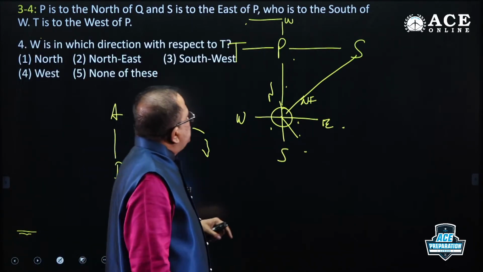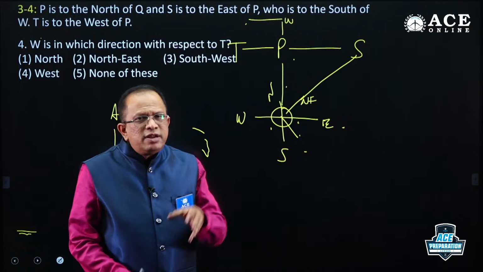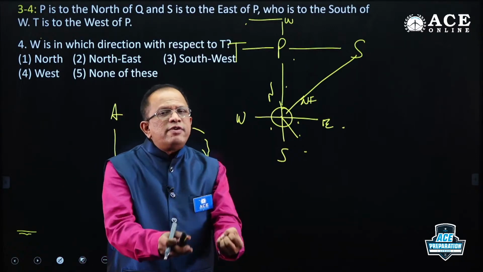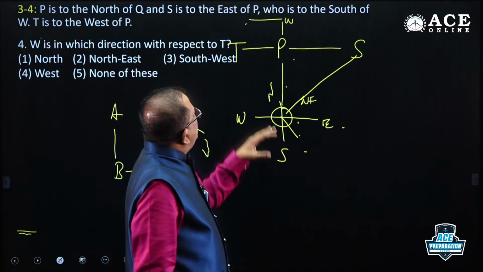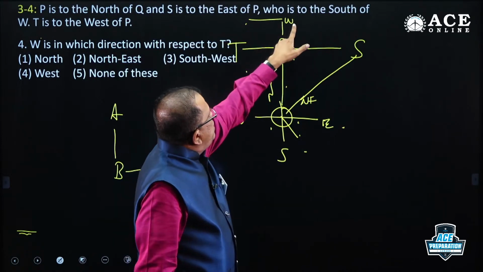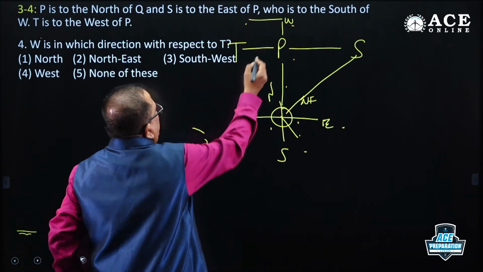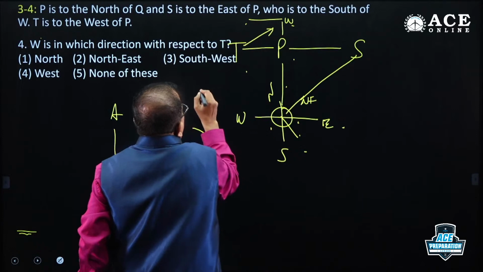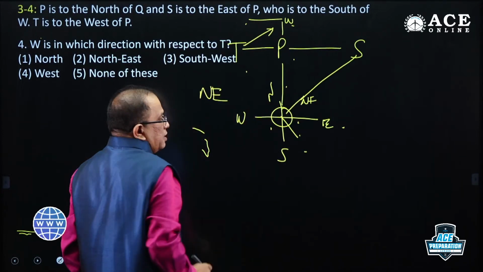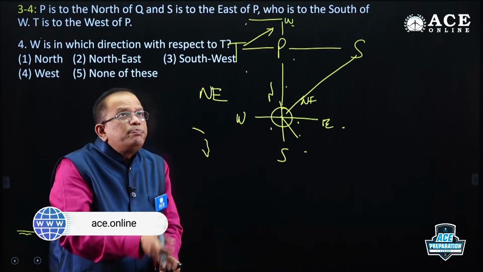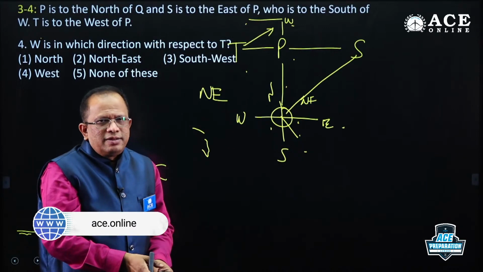W is in which direction with respect to T? With respect to T means T is the referral point. Where is T? T is here. And where is W? W is here. So what is the direction? Northeast. Northeast. North means a perfect straight line.